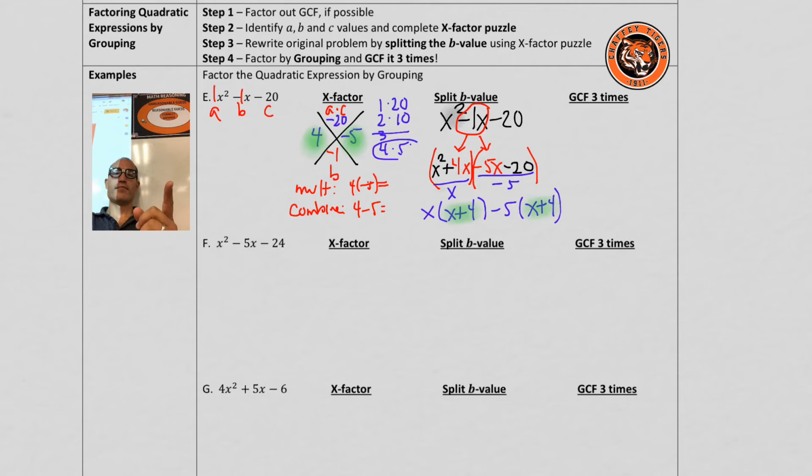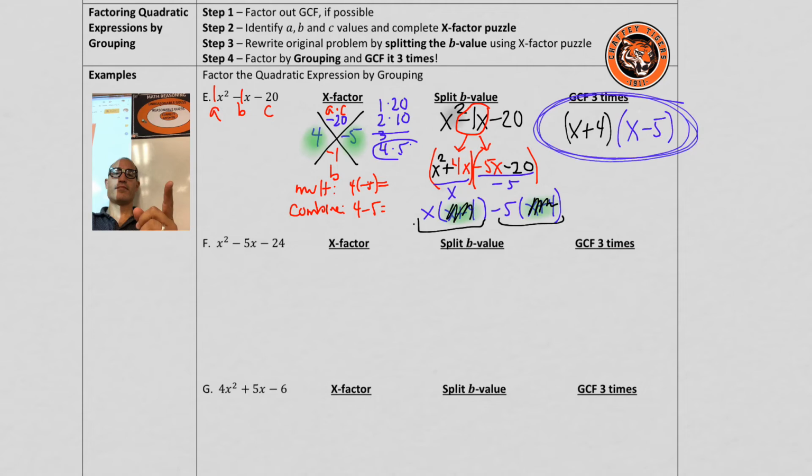And then lastly, to finish off, notice how I'm going to GCF one more time. So looking at these 2 terms, they both have the x plus 4. So I'm going to take that from both of them. And if I take that from both of them, so I'll scratch it out for you, I'm left with x minus 5. That's my other factor. And this is the answer.